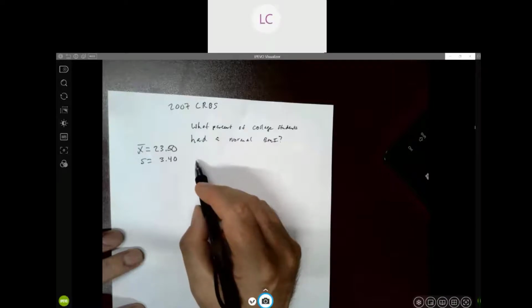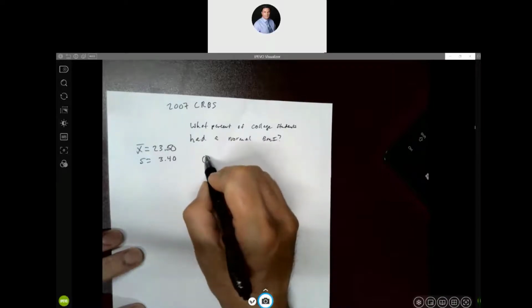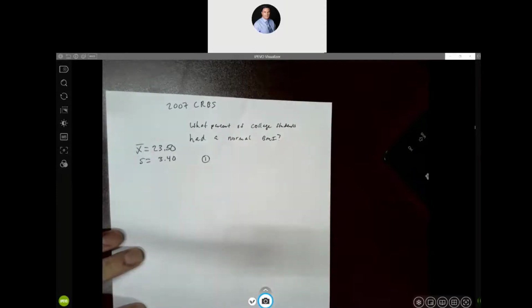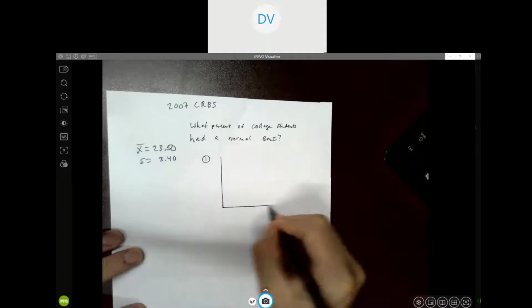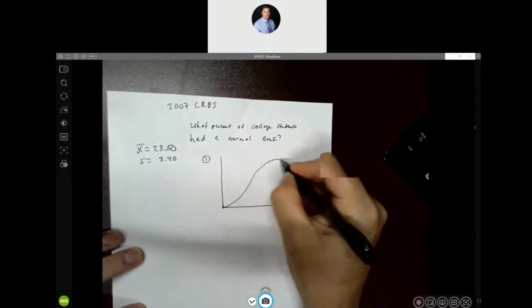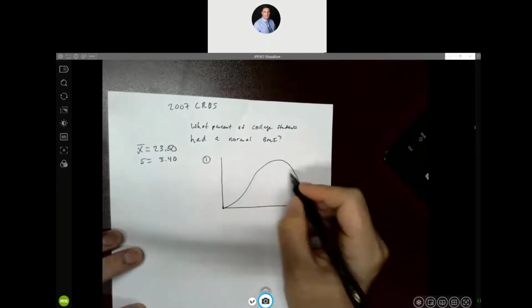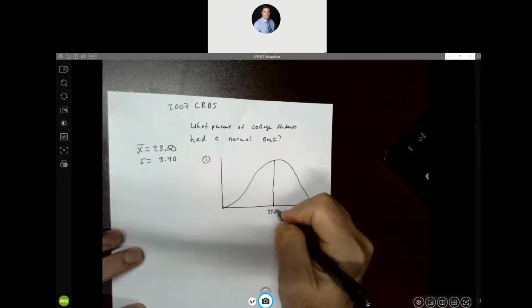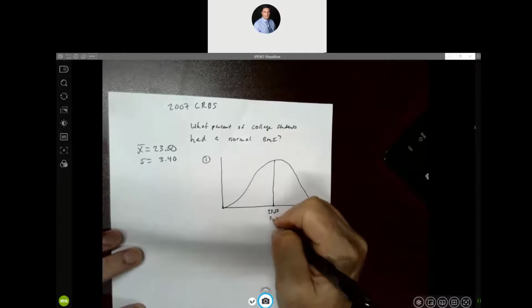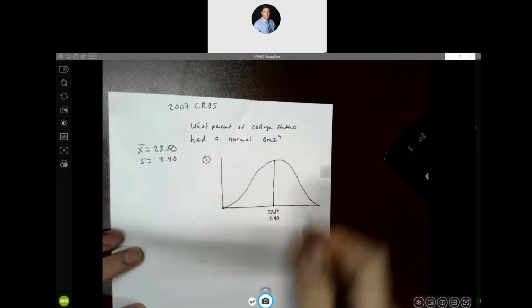Derek, can you help us out? What's step number 1? Draw it out. Yes, draw out what you're interested in. So we're going to draw what looks like a normal distribution. We're going to put in the mean, which is 23.50, and we're going to put in the standard deviation, which is 3.40.